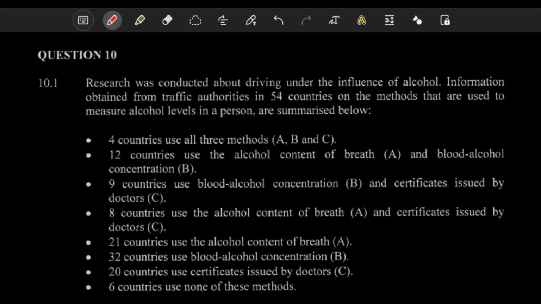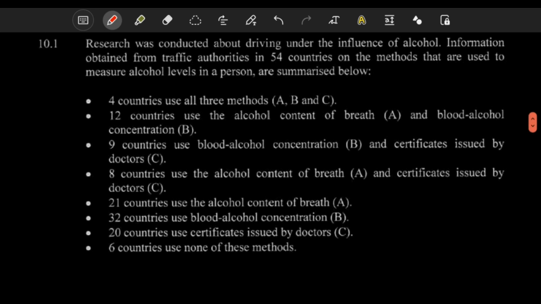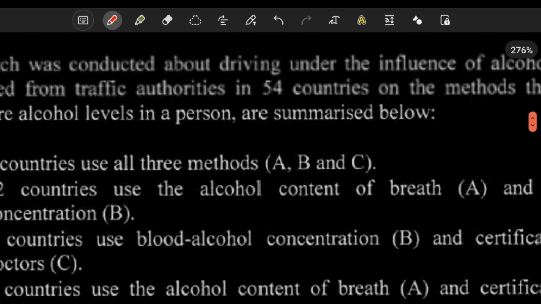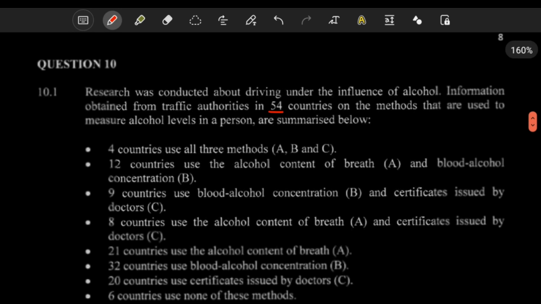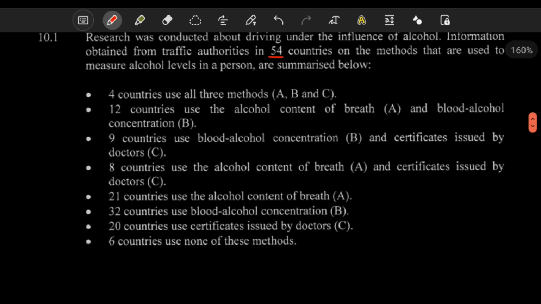But anyways, let's see. Here it says a research was conducted about driving under the influence of alcohol. Disgusting. Then it says information obtained from traffic authorities in 54 countries on the methods that are used to measure alcohol levels in a person are summarized below. So in total you're dealing with 54 countries. Let's not forget that. That's basically the sample space.